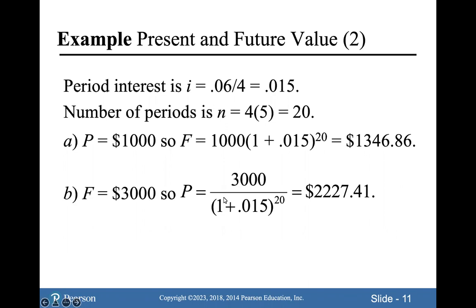And then for the second part, F is 3,000, which means P would be equal to 3,000 divided by 1 plus 0.015 to the power 20, which is about $2,227.41.